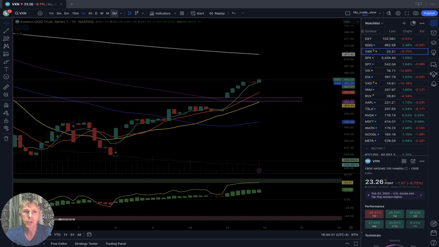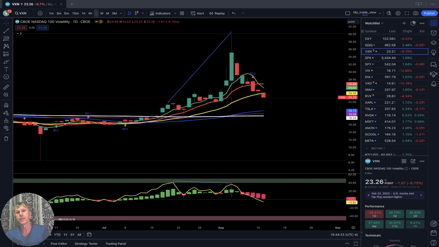VXN, the volatility index for NASDAQ. Today it did minus almost 7%. It closed below SMA 20. It is a bearish trend. Like I told you, it was bullish price action, bearish divergence, and now it's a bearish trend.